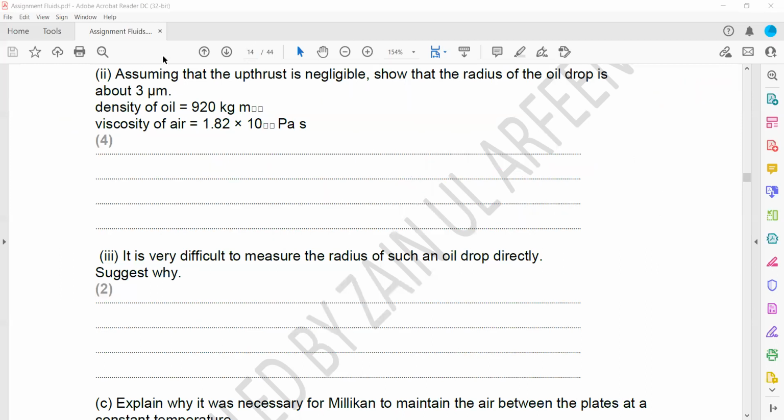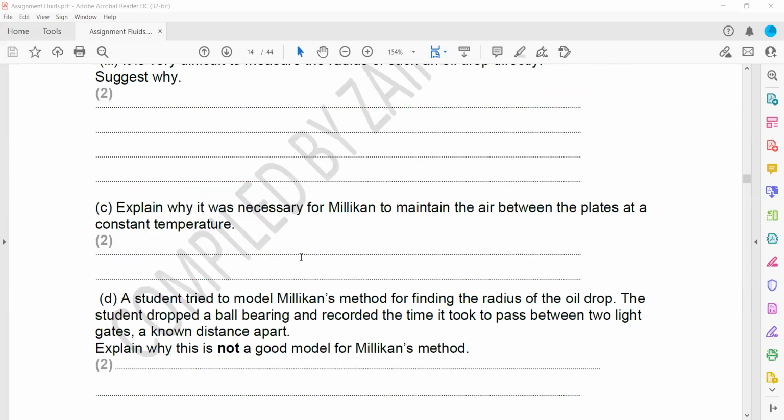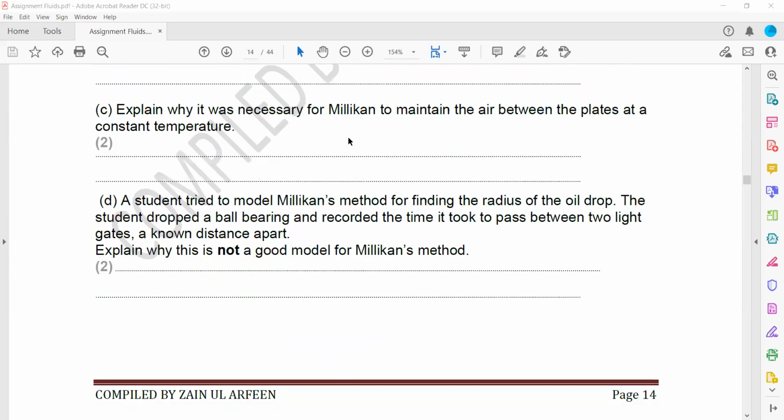Then part C, explain why it is necessary for Millikan to maintain the air between the plates at a constant temperature. Basically, the temperature affects the viscosity, and viscosity affects the terminal velocity. As there will be a change in temperature, the viscosity will change, and as the viscosity changes, the drag force or the terminal velocity will also change. But we want to keep them the same. That's why temperature affects the viscosity, you can say.